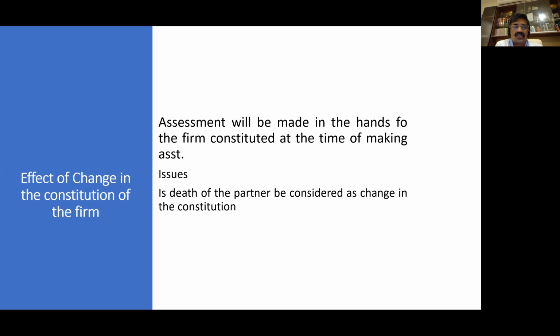ஸோ லாஸ்ட் பாயிண்ட் நம்ம இதில் பார்த்தோம்னா இஷ்யூஸ் இஸ் டெத் ஆஃப் தி பார்ட்னர் பி கன்சிடர்ட் அஸ் எ சேஞ்ச் இன் தி கான்ஸ்டிடியூஷன். இந்த ஒரு ப்ரீவியஸ் பாயிண்ட் 184 பார்க்கும்போது இந்த பாயிண்ட் ரெஃபர் பண்ண ஸ்பெசிஃபிக்காக நம்ம டிஸ்கஸ் பண்ணோம். வாட் இஸ் 187 சேயிங்? If one or more partners continue, then 187 conditions are satisfied. No problem at all. 187 பொறுத்தவரைக்கும் very simple. At least one partner before the change should remain. இப்போ 3 பார்ட்னர் இருக்காங்க ABC.